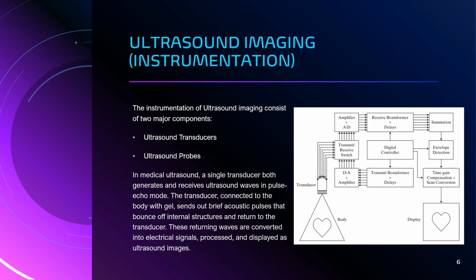Ultrasound imaging is also a non-invasive imaging which uses ultrasound, that is, sounds which have a frequency higher than 20,000 Hz. Its instrumentation consists of two major components, which are the transducers and the probes. The complete circuit diagram of the ultrasound system is shown in the diagram.